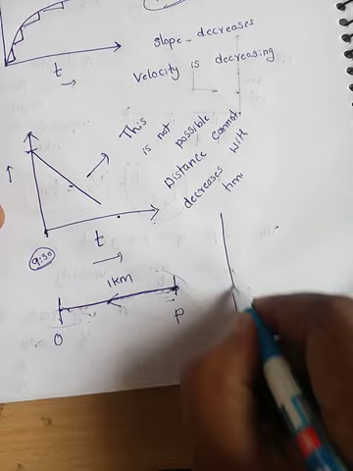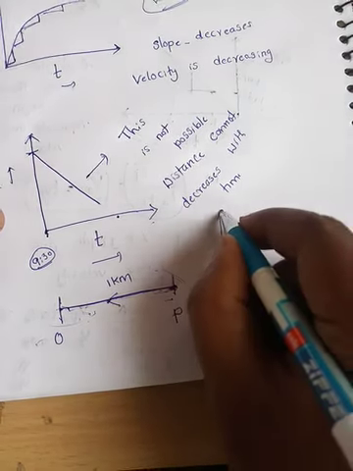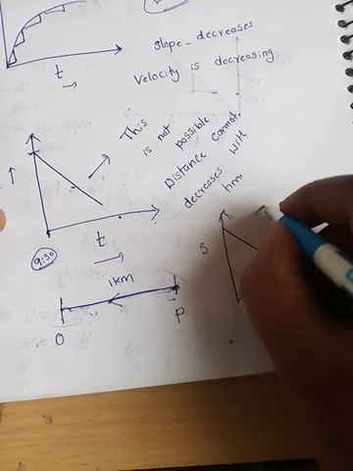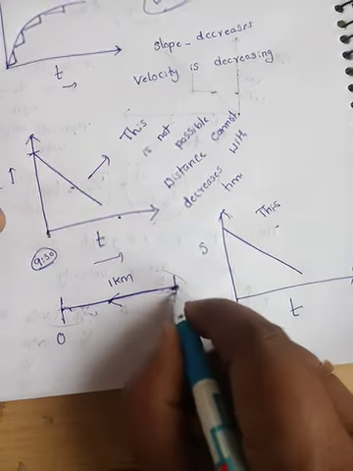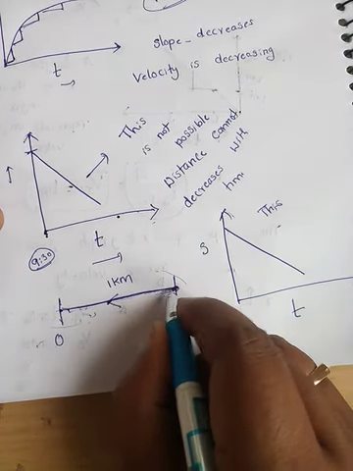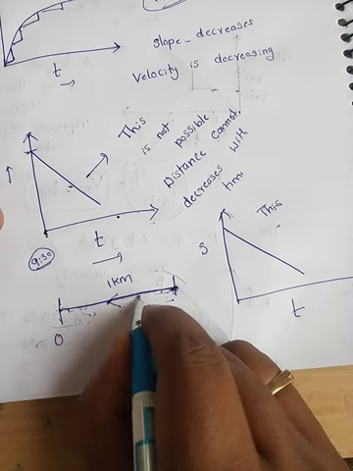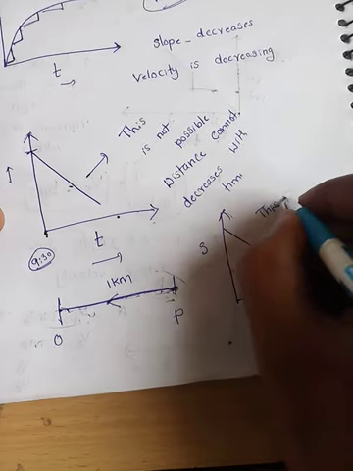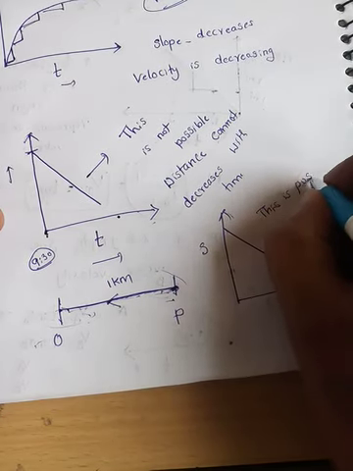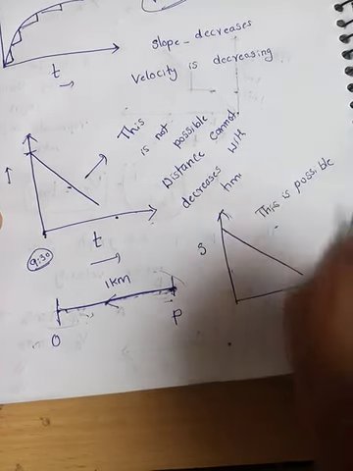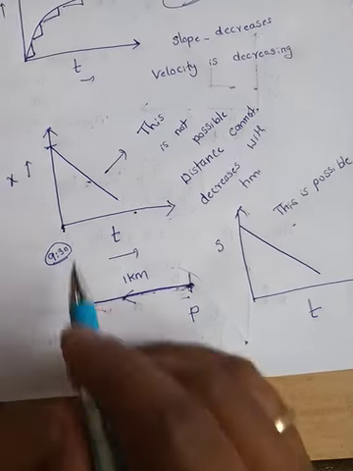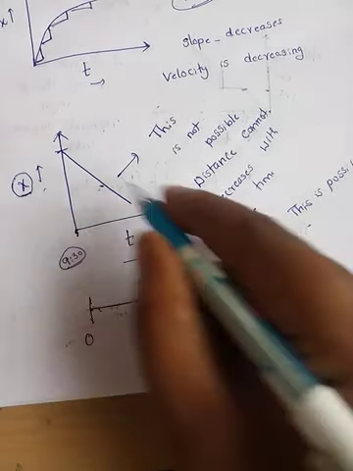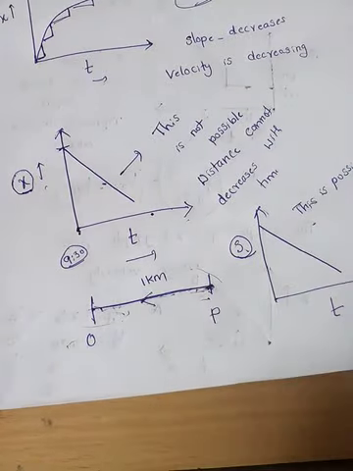If you take the same example for displacement, the same graph is possible. This is possible, right? Why? If you have 1 kilometer and you come back, displacement is 0.9, 0.8, 0.7, 0.5, and it comes to 0. So this is possible because displacement can decrease with time. So it is important to see what is on the y-axis. If it is distance, it is not possible. If it is displacement, it is possible.